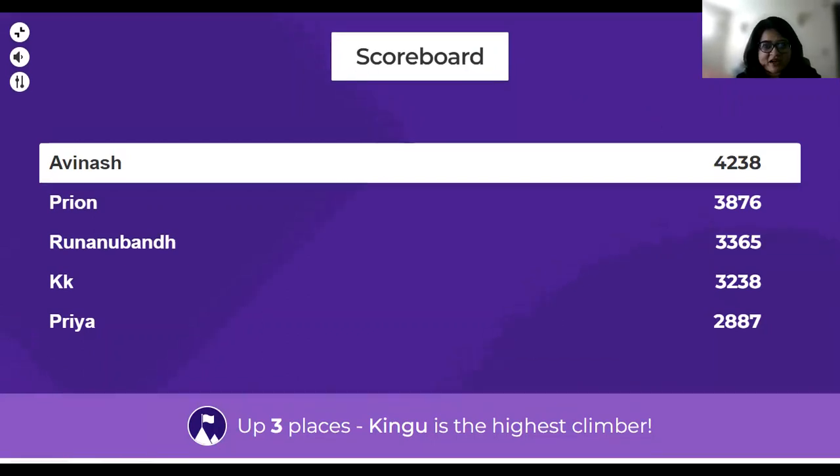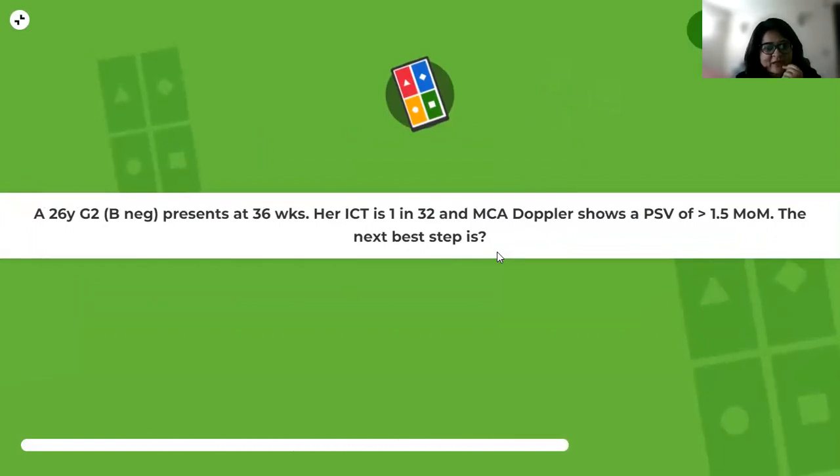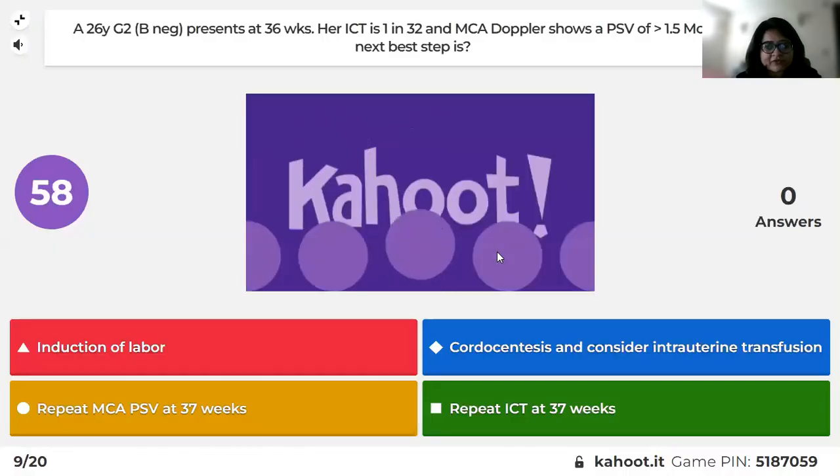All right. Next question. Last question on RH negative, then we'll do the discussion. 26-year-old B negative at 36 weeks. Her ICT is 1 in 32 and Doppler shows a PSV of more than 1.5. What is the next best step? See the question carefully. She is B negative at 36 weeks. ICT is 1 in 32. MCA is more than 1.5. What will you do? See the first question, RH negative, and see this question. What's the difference?